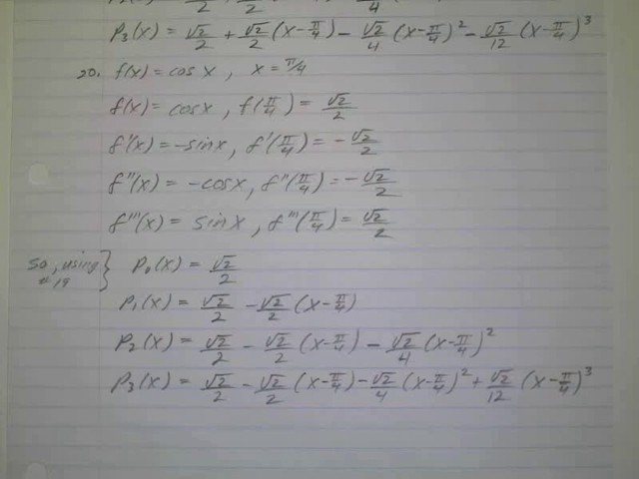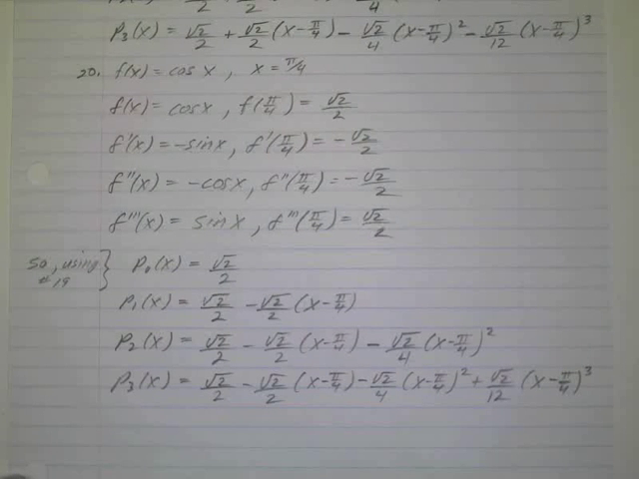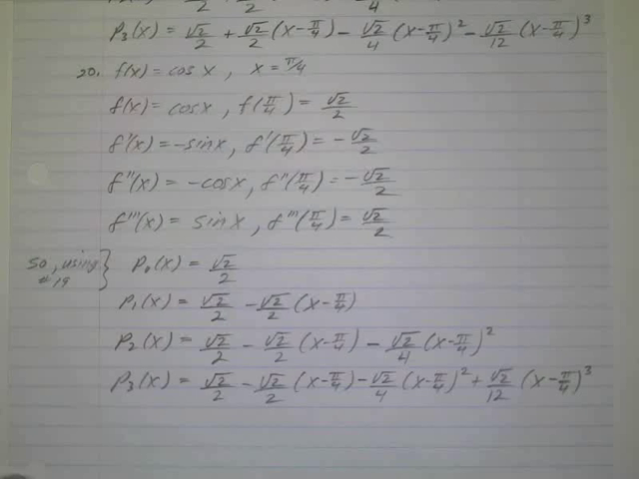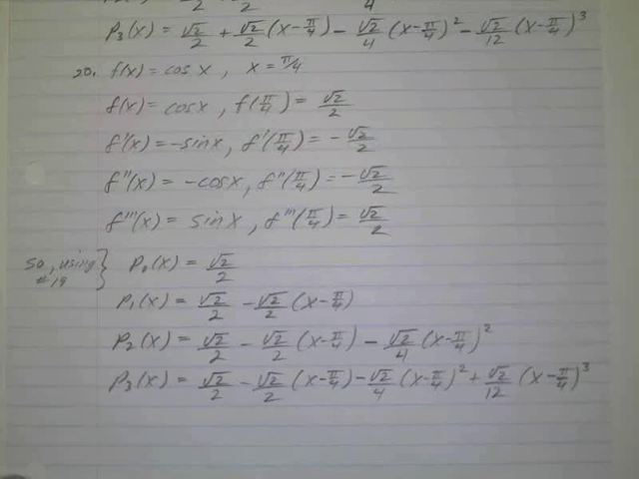Okay, these are some more problems from section 9.2, and this is number 20. But number 20 is very similar to number 19. It's just the cosine instead of the sine. So we want to find the Taylor polynomials of order 0, 1, 2, and 3.